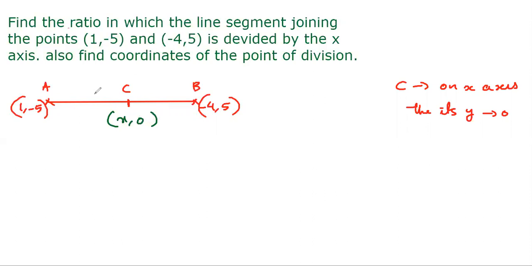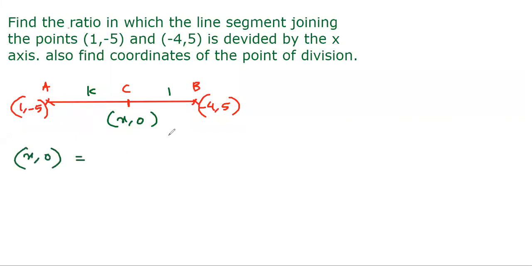So again, let the division be in the ratio k is to 1. You can apply this section formula. I'm not writing the formula now, I'm directly applying that in the question. So (x, 0), the point of division, will be equal to m1 x2, here m1 is k, then x2 is minus 4, plus m2 x1, 1 into 1, divided by k plus 1.